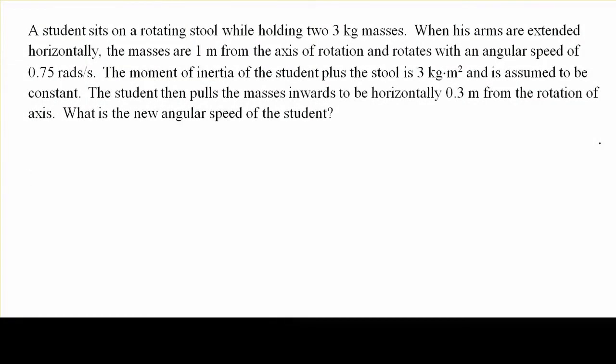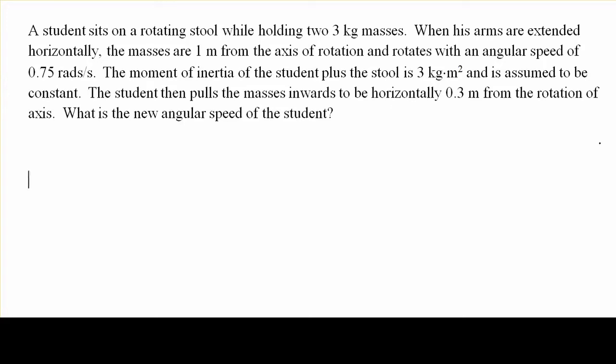Okay, so this is going to be an example of conservation of angular momentum. It says a student sits on a rotating stool while holding two 3-kilogram masses. When his arms are extended horizontally, the masses are 1 meter from the axis of rotation and rotate with an angular speed of 0.75 rads per second. The moment of inertia of the student plus stool is 3 kilogram meters squared and is assumed to be constant.